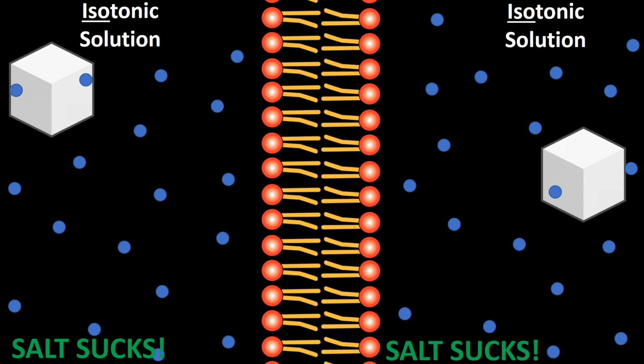And now what if there's an equal amount of salt or an equal amount of solutes on both sides? Well, there's still going to be movement of water, but it's going to be equal, okay? And this is isotonic solution. What does iso mean? Iso means the same or equal, okay? So if there's an isotonic solution, the same amount of water that moves to one side equals the amount moving to the other side, okay?